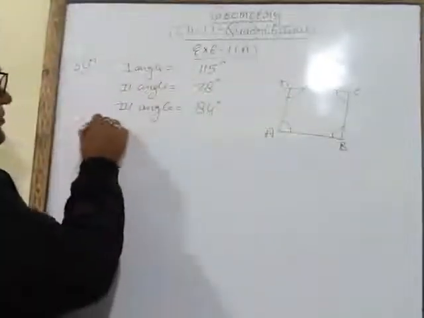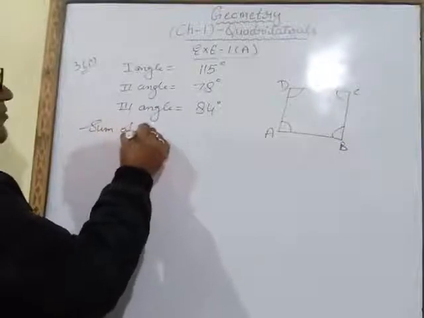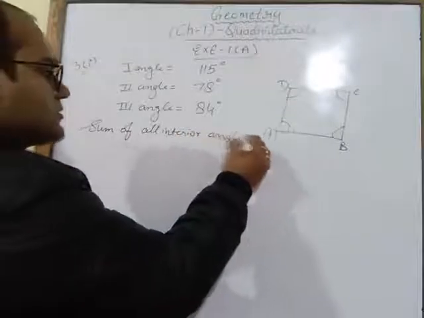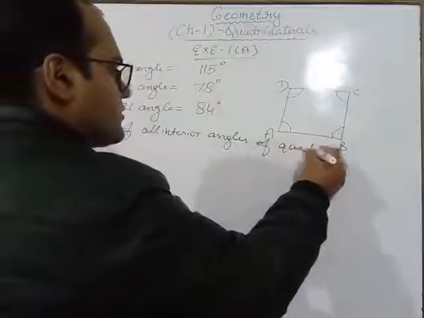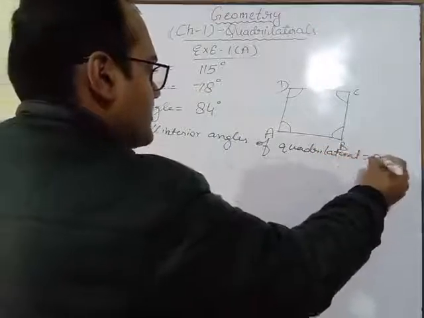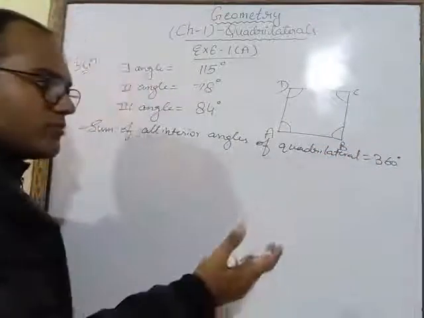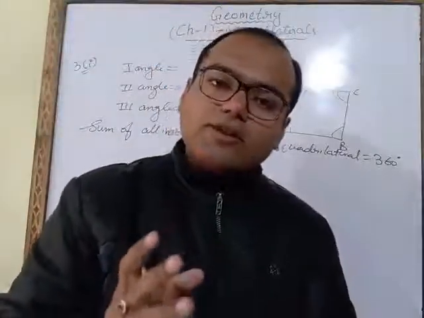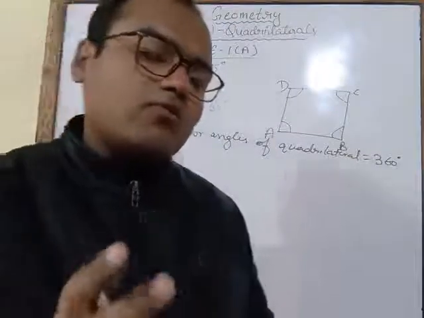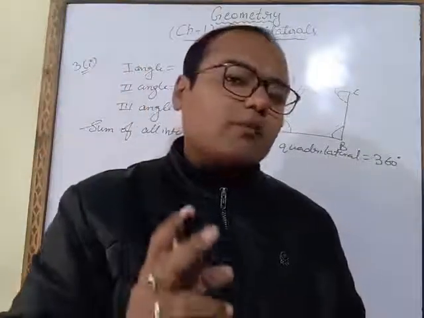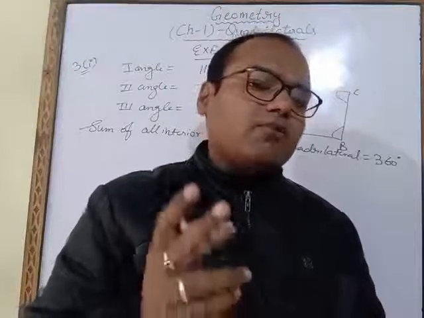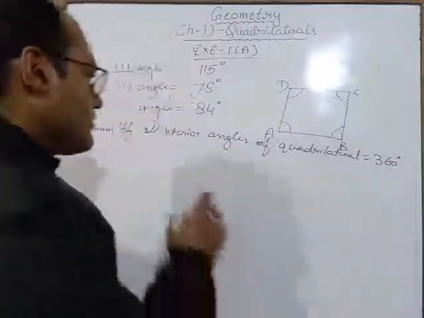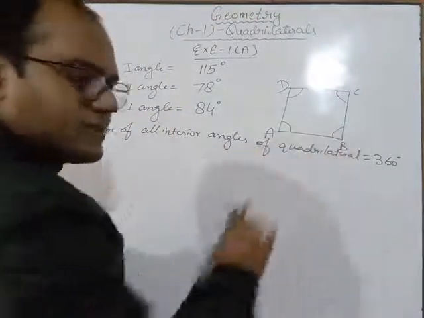Here we have to use the property: the sum of all interior angles of a quadrilateral is 360 degrees. How do we get 360? I had already explained that. You have to use the formula for the sum of all the interior angles of a polygon, which is (2n minus 4) into 90. In that formula, if we put n as 4, we get 360 degrees. So the sum of all the interior angles of a quadrilateral is 360.